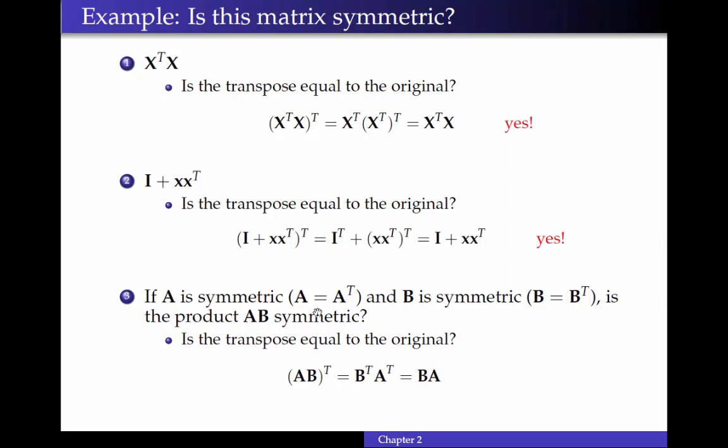Now I know already that these are symmetric, right? So B transpose, well, that's just B. A transpose, that's just A. So what I get is BA. That's not the same thing as AB, right? Because matrix multiplication is not commutative. So the answer here is no, not in general. There may be some very special cases. For example, if one of these is the identity matrix, that would work. But in general, no, the product of symmetric matrices is not symmetric.